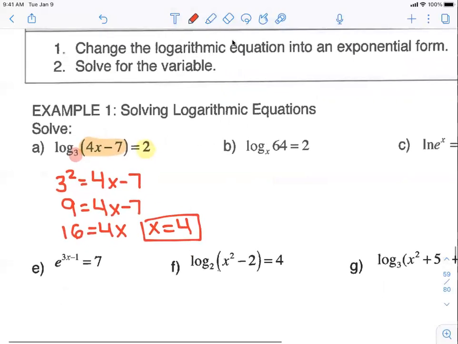Okay, take a look at part B. Oh, I don't know what that is. Turn it into exponential form. So the base x, exponent 2 equals 64. Oh, that's a lot easier. If I square root both sides, x is plus minus 8.